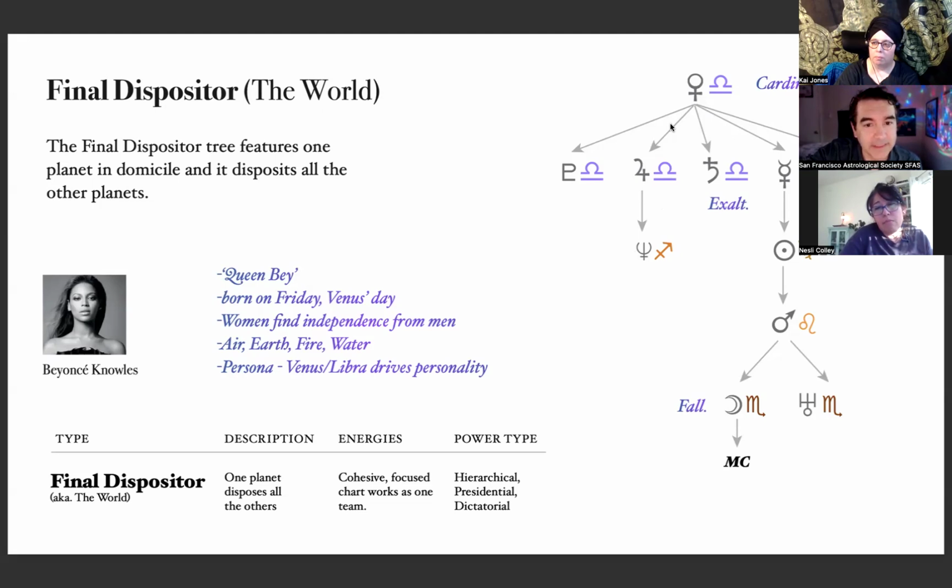So the Jupiter that's in Libra is dispositing the Neptune, and the Mercury in Libra is dispositing the Sun and Mars and the Moon and Uranus and the MC. So we talked about this. She's literally called the Queen. So she's got this dignified one ruler. Like we didn't say king and queen. She's the queen. She's born on Friday, which is Venus's day. She has different lyrics about being an independent woman. Look at where the Mars is, pretty far down on that in this chart here.